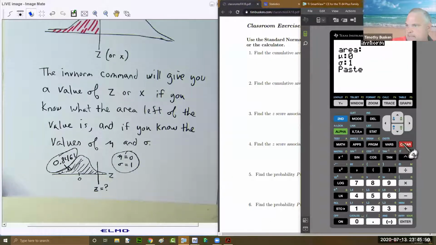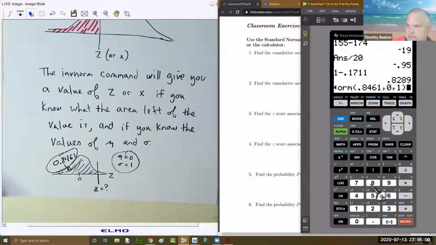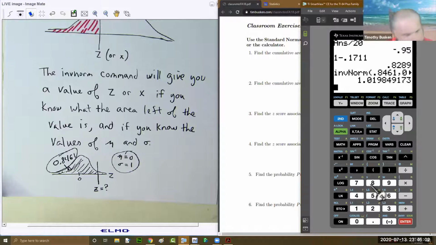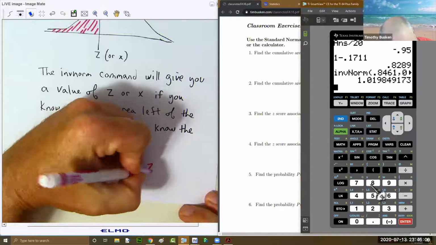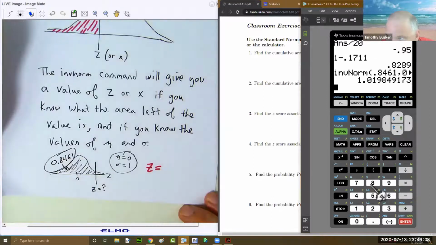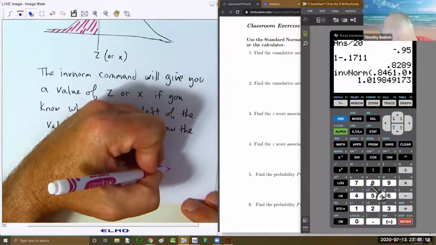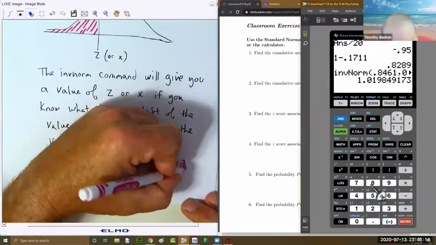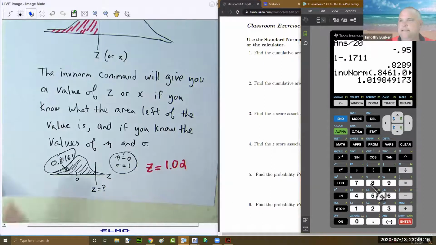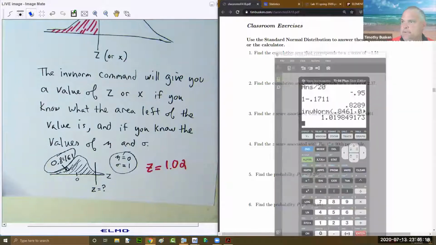Okay, and the area left is 0.8461. We know the values of mu and sigma are 0 and 1 for the standard normal, so that's all good. And now we're getting an answer. The answer is Z equals, we're going to round this to the hundredths, because we always round Z-scores to the hundredths, 1.02. Yeah, that's the answer to number 3 here.